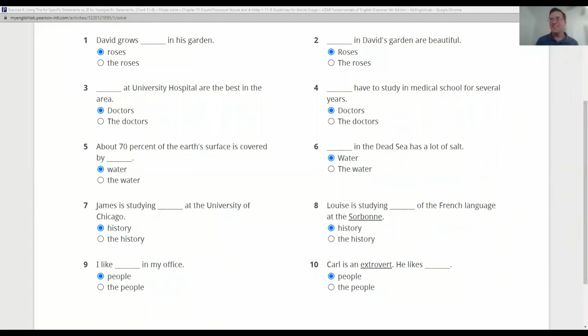Okay, so for this next exercise, we'll look at these 10 sentences and you decide if it's specific, in which case we need the word the, or it's non-specific, or just speaking in general. Pause the video here, read these 10 sentences, and then we'll check your answers, okay? Good luck.